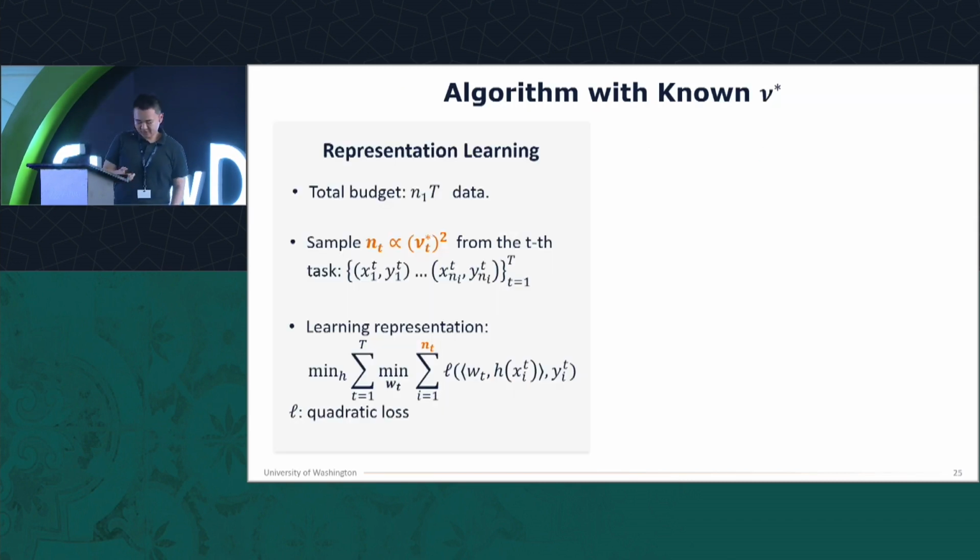All right, so first, let's imagine we know this nu star. This is definitely a very strong assumption. In practice, you don't know this nu star. But let's first design a hypothetical algorithm with this known nu star. And later, we estimate this nu star iteratively.